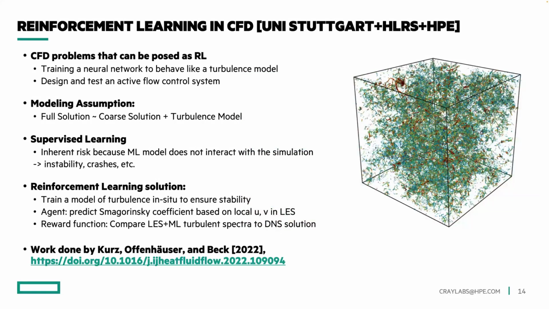The study analyzed two different CFD problems that can be posed as a reinforcement learning problem. And the study was performed by University of Stuttgart, HLRS, and HP. The first problem is just to train a neural network to behave like a turbulence model, and I'll define what a turbulence model is in this context, and to design and test an active flow control system.